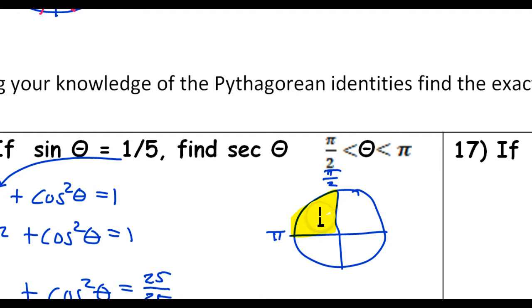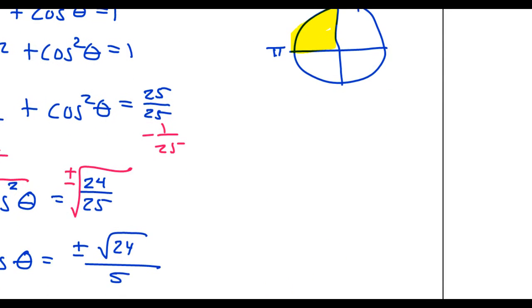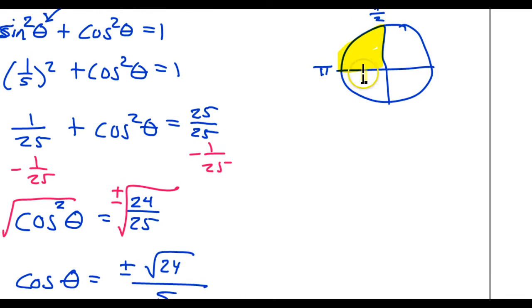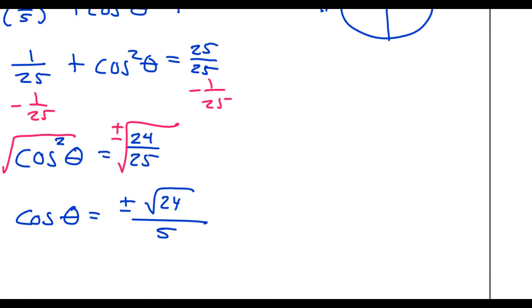And in the second quadrant, cosine, which is what we're dealing with right now, is negative, because cosine is an x value, and x values are negative in the second quadrant. On the left of the y-axis, x values are negative. So this will in fact be negative radical 24 over 5. Now that's the cosine function.